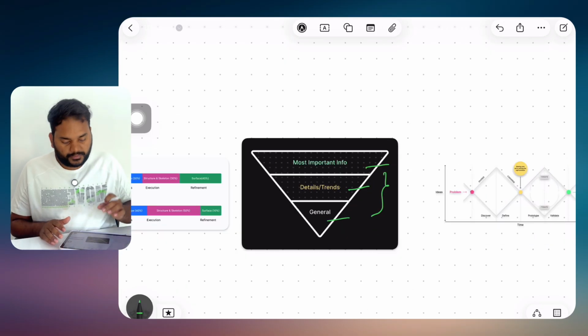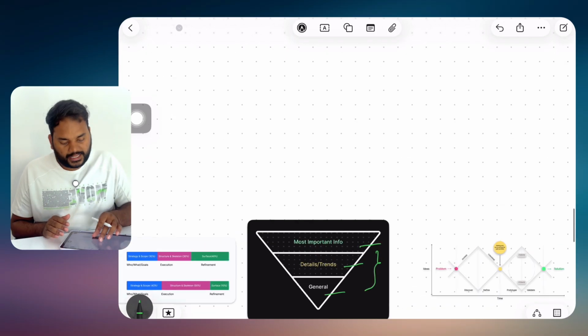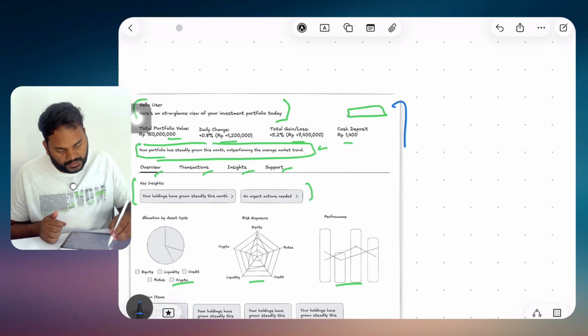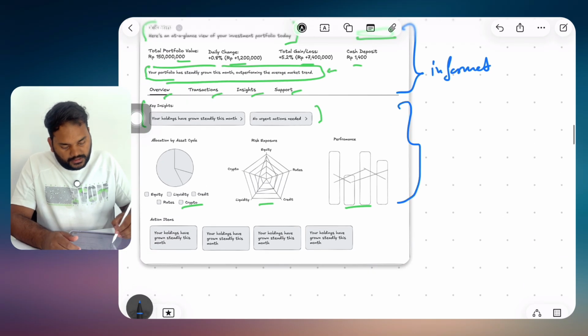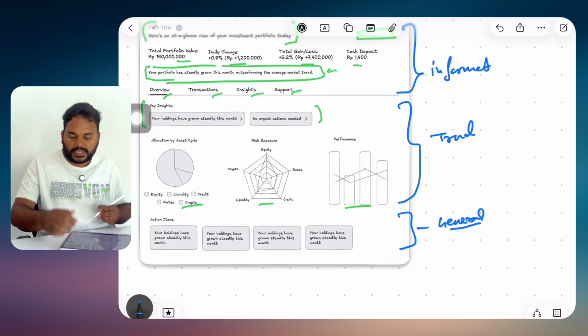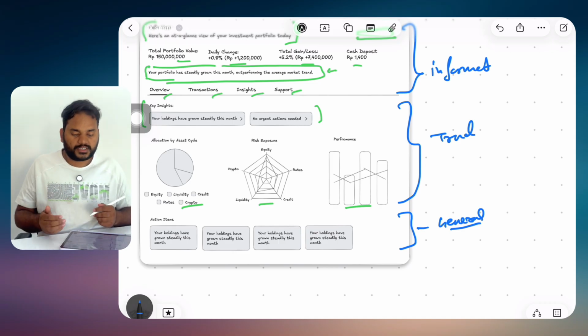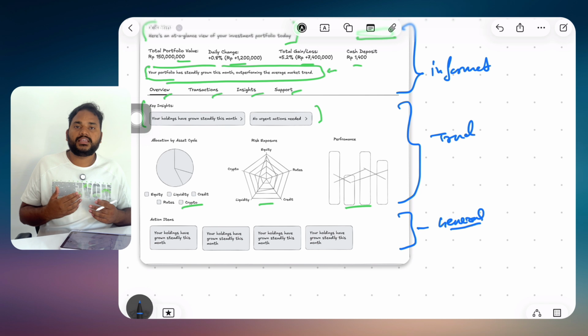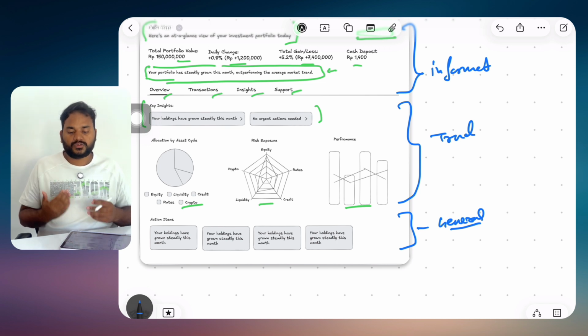So based on this inverted pyramid structure, I wireframed the whole dashboard. As per the pyramid structure, as you can see here, the first one is the information block. Next is the trend, and third one is general. The action item is the last one, and it is a journal, because here the user may take the action, may not take the action, because here we don't have any burden on them. Burden in the sense that there is no linkage.